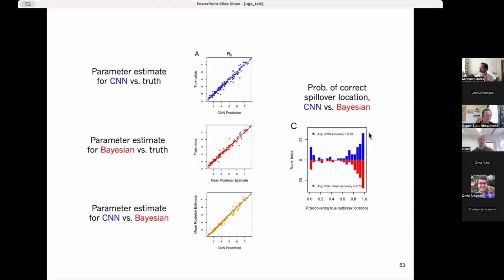And for fun, we've also thrown in an ancestral state estimate for the location where an outbreak occurred. So in a 5-region system, for which of the 5 regions has the correct outbreak inference?